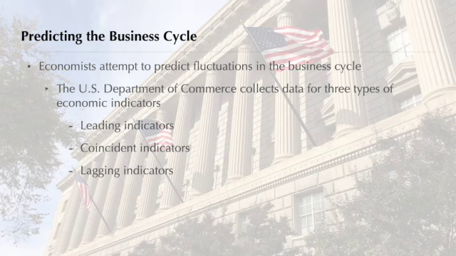Economists often rely on these three types of economic indicators to determine which phase of the business cycle the economy is currently in and in which direction it is heading. The three types of economic indicators are leading indicators, coincident indicators, and lagging indicators. All three types are sets of statistics collected by the U.S. Department of Commerce.